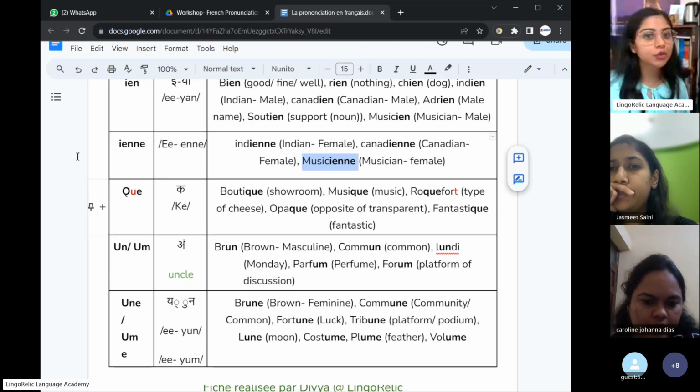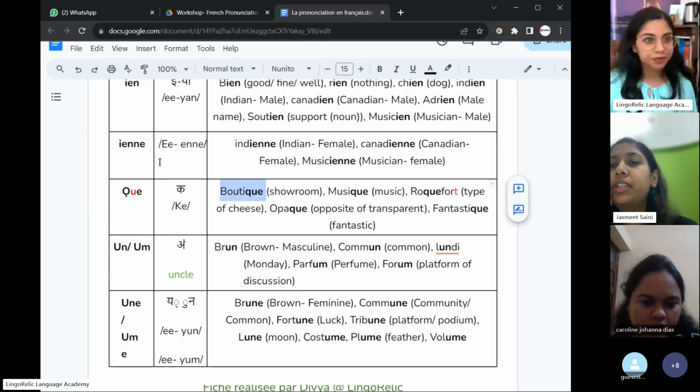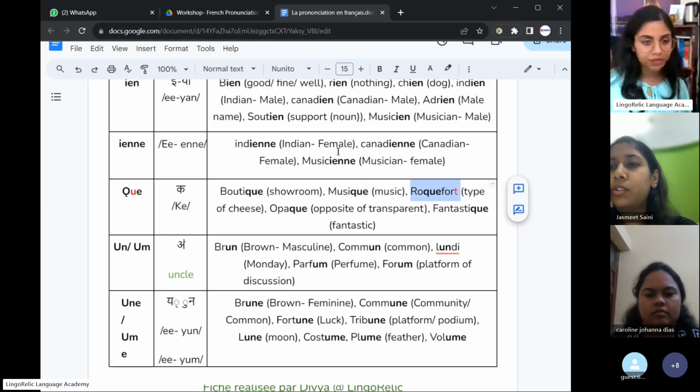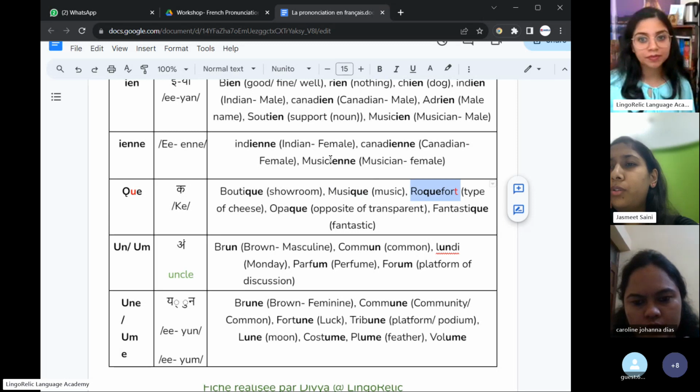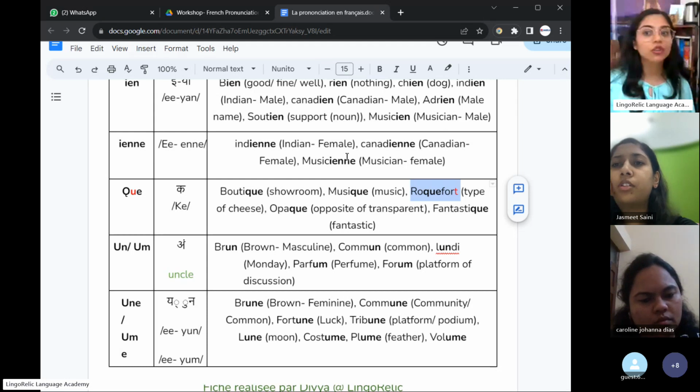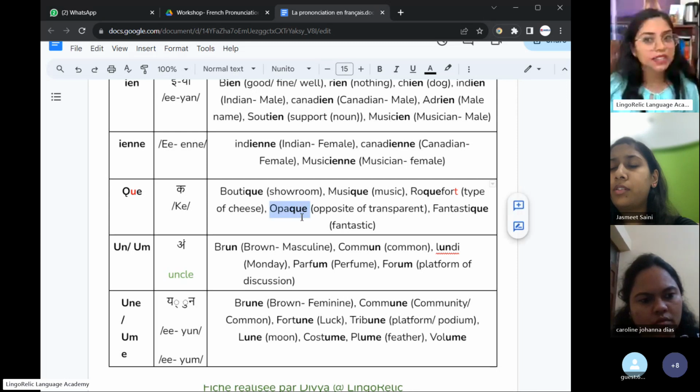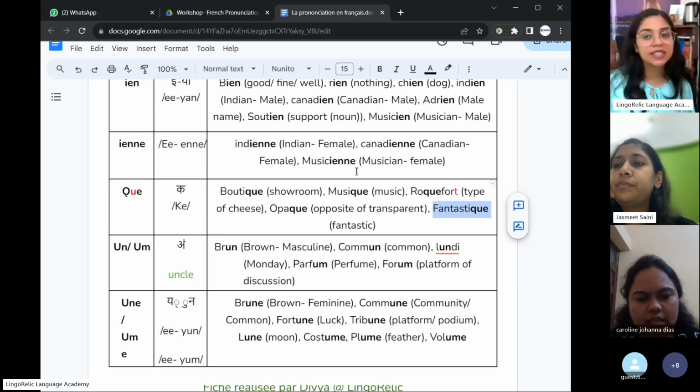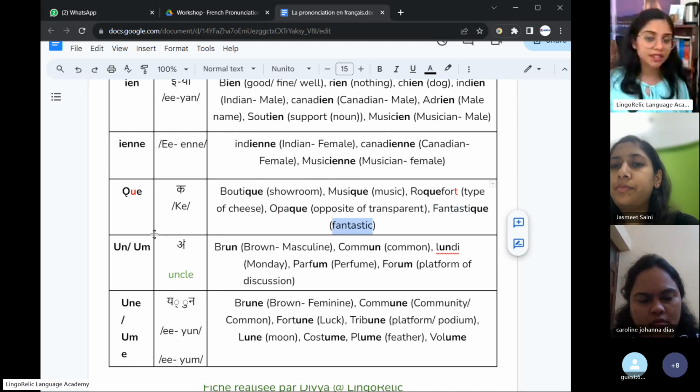Then you have QUE, which is a k sound. Therefore, this is boutique, showroom. Then musique. Qu'est-ce que c'est? Roquefort. Oui, Roquefort. Roquefort is a type of cheese in France. It's very famous. It's the blue cheese. Qu'est-ce que c'est? Opaque. Don't forget the other pronunciations and sounds and the syllables, okay? So this is opaque. Then fantastique. Fantastic is fantastic, okay?